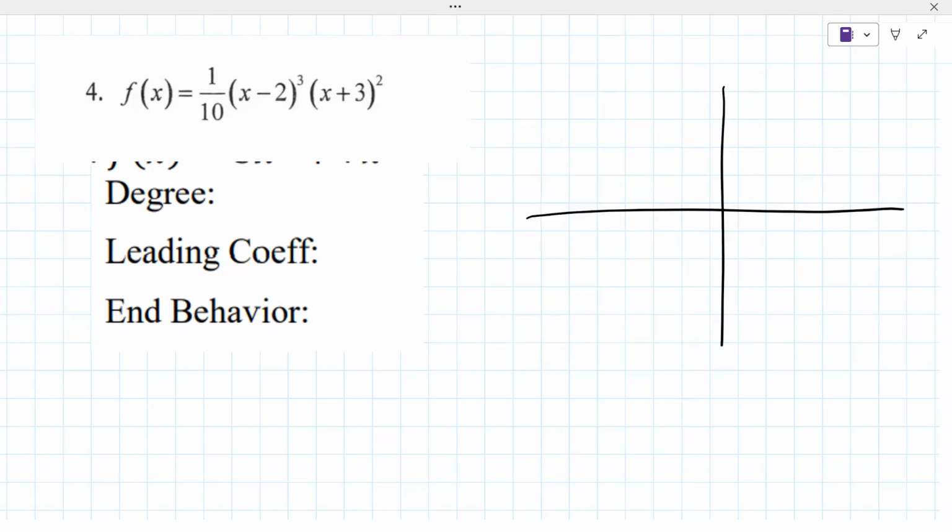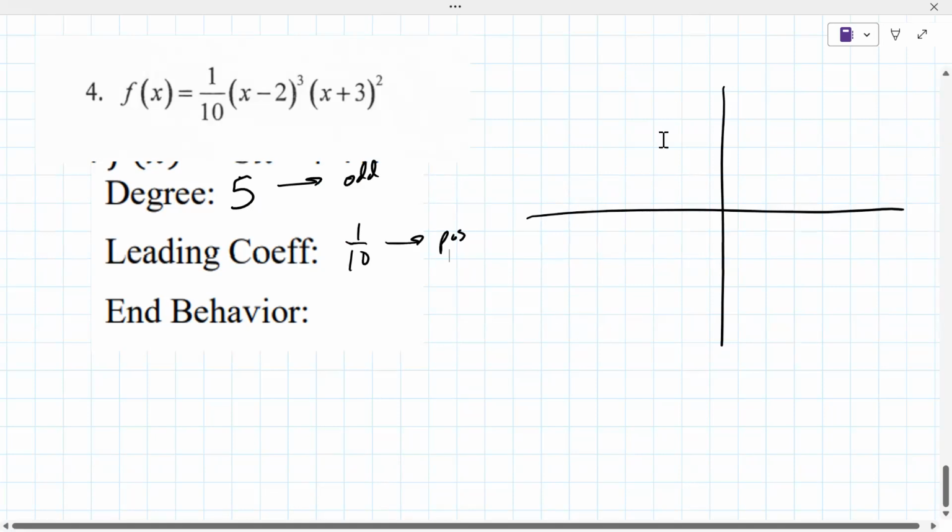Is it 5 for the degree, and then 1/10? Right, but what you want to extract from that is even, odd, positive, negative. Okay, so odd and positive. Go back and look at your reference if you have it, sketch the arrows in the right place, and then give me the end behavior, please.